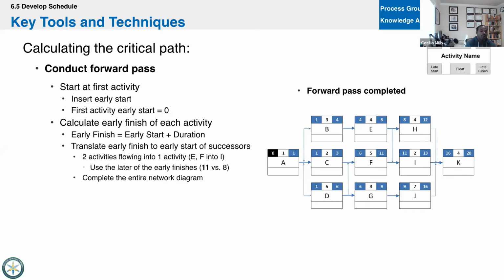Okay, so when we do the forward pass, right, we'll start 0 plus 1 is 1. Right? And now that we've done that, there's sort of two ways. There's 0-day methodology and there's day 1 methodology. This is day 0 methodology. There's a day 1 methodology. I believe PMI will test you on both. So this slide is going to show you day 0, and then I'll also teach you day 1. All right, so there's 0 day and day 1.